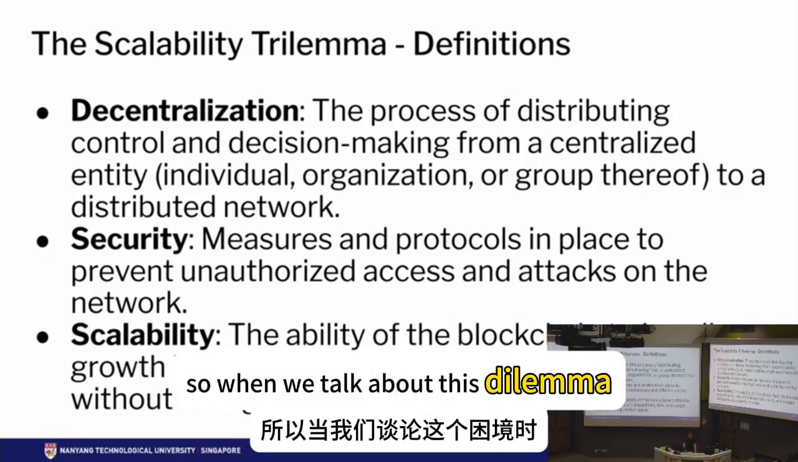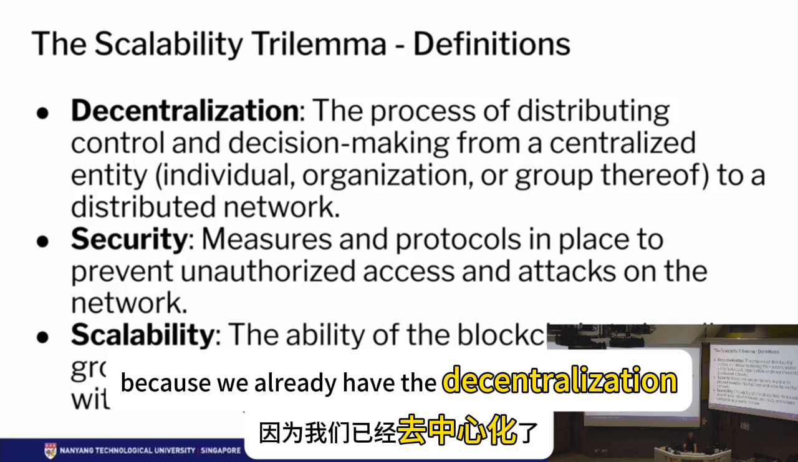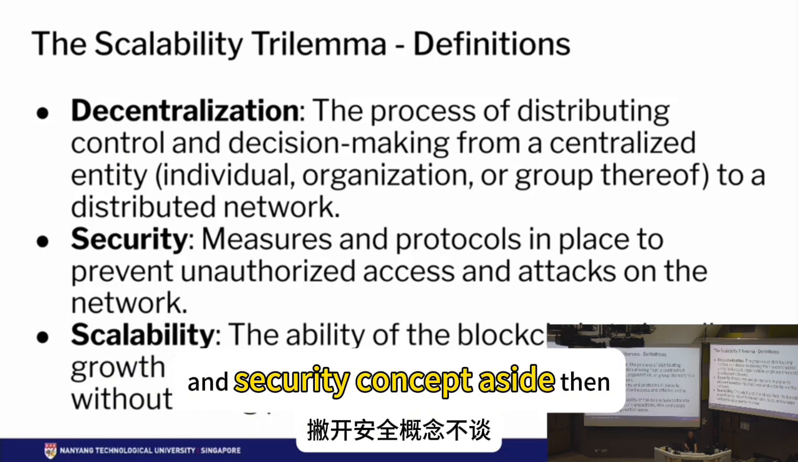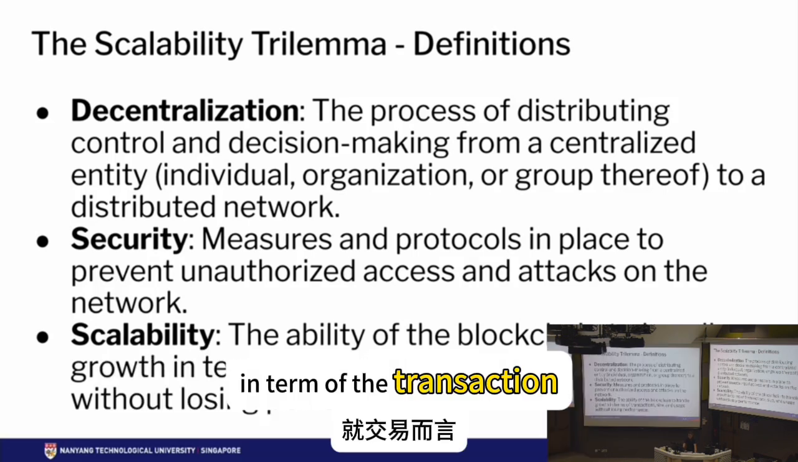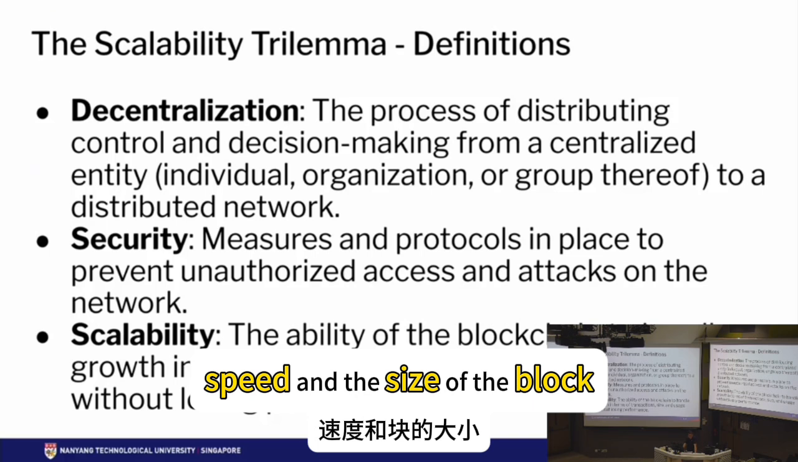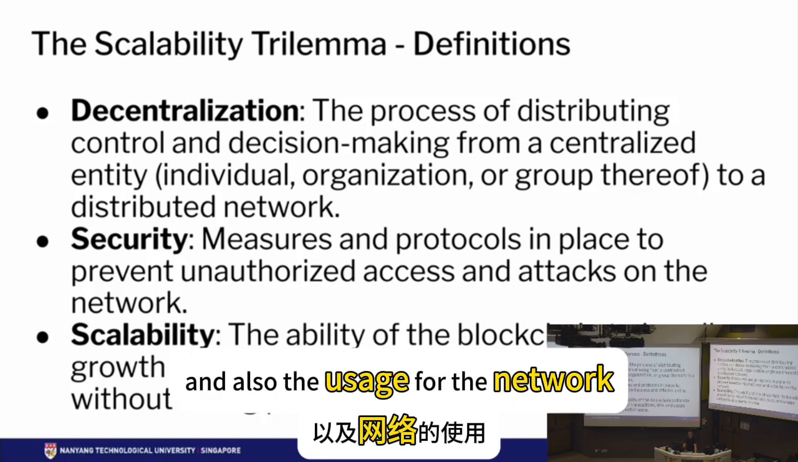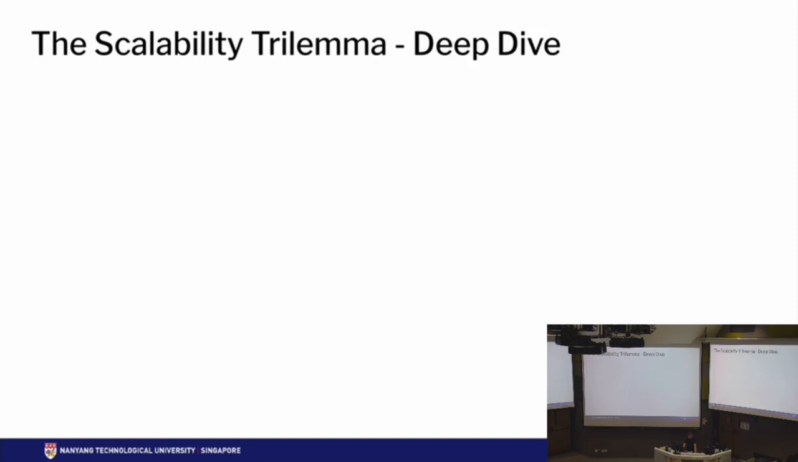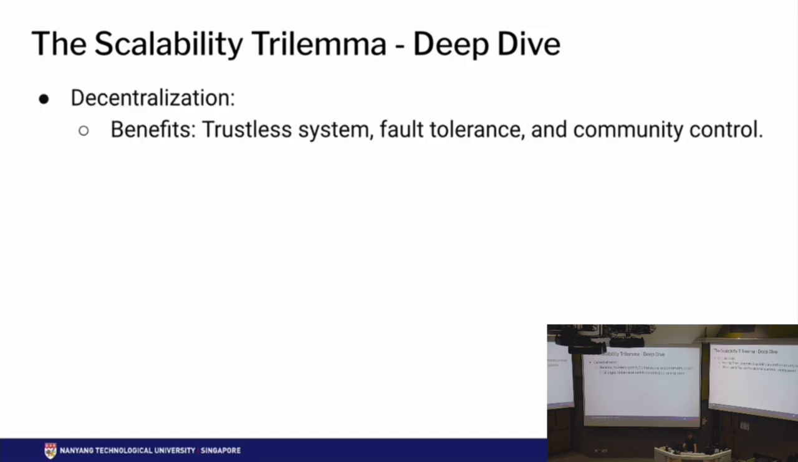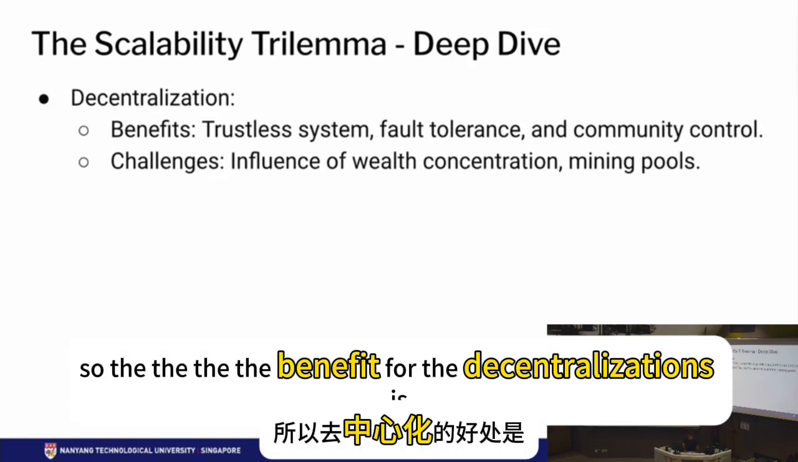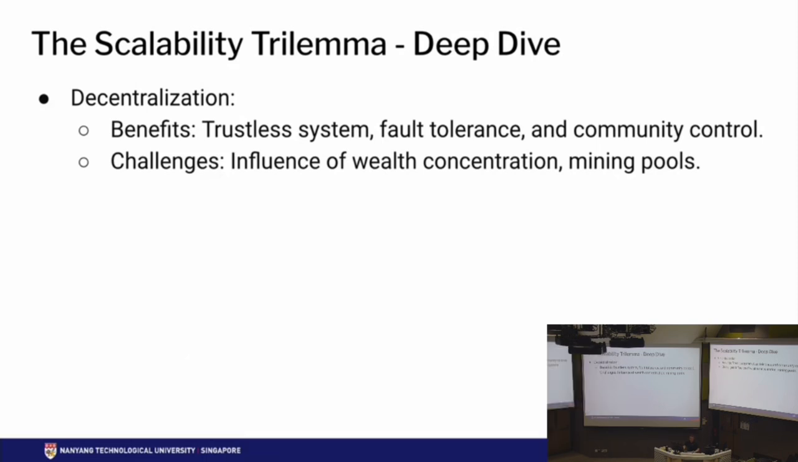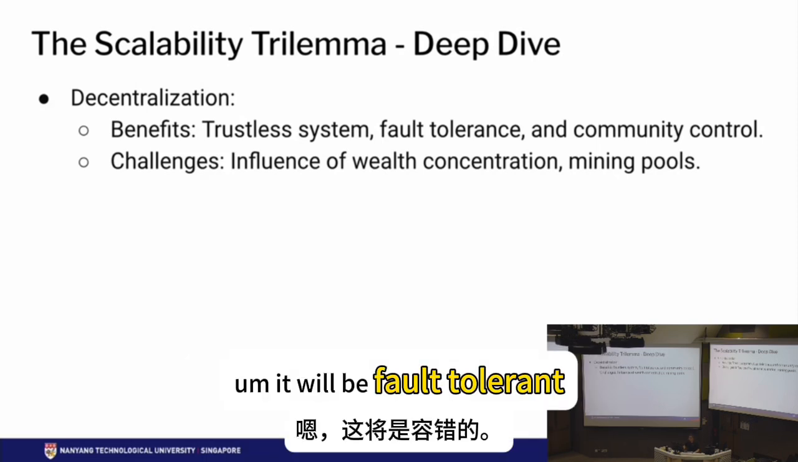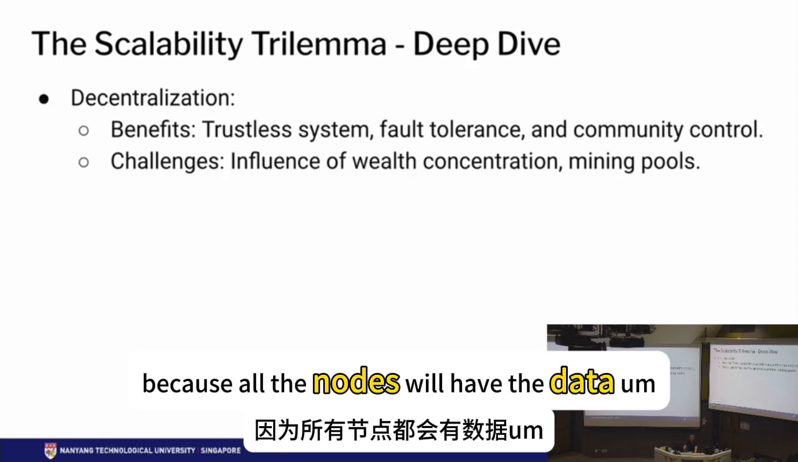When we talk about this trilemma, because we already have the decentralization and security concepts aside, we can talk purely about the scalability part in terms of transaction speed, the size of the block, and also the usage of the network. So the benefit of decentralization is that it will be a very trustless system. It will be fault tolerant because all the nodes will have the data.